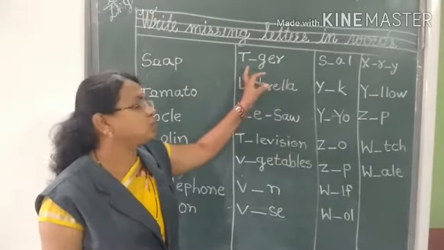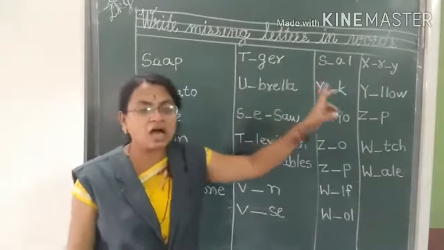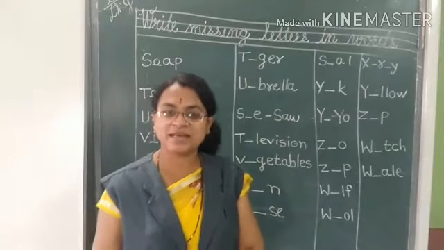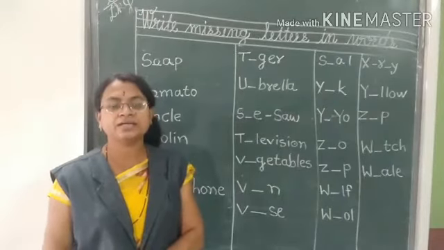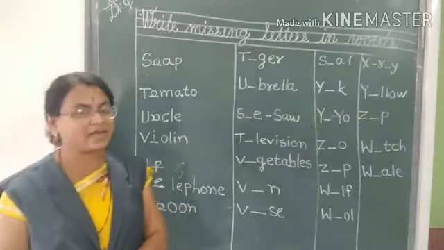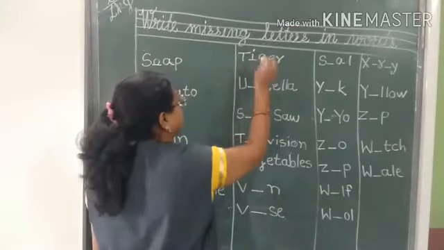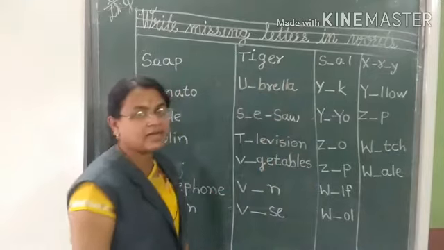Look at the next row. Read the words. T dash G E R. This is the spelling of tiger. Tell me the tiger spelling. T I G E R, tiger. So which letter is missing after T? I letter. Again read the spelling. T I G E R, tiger.